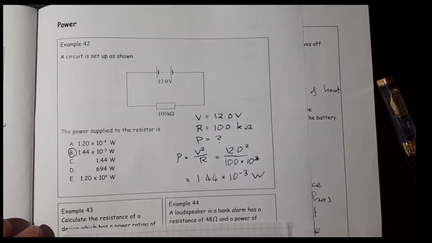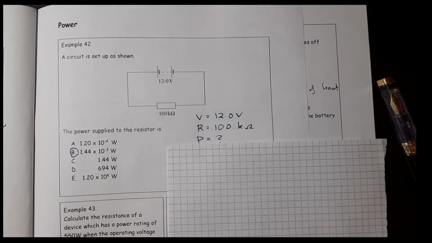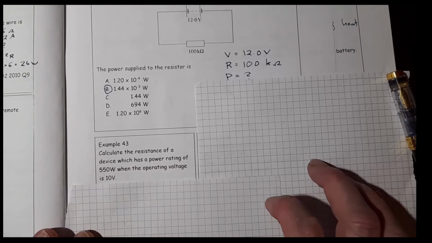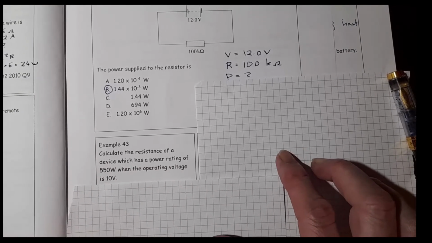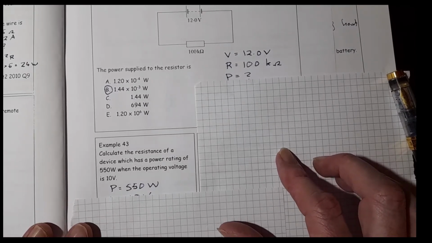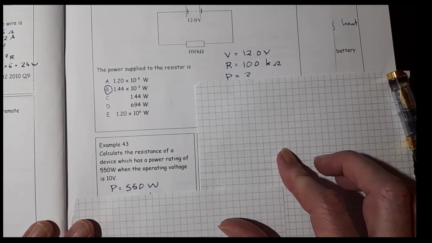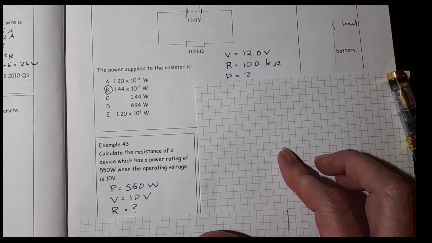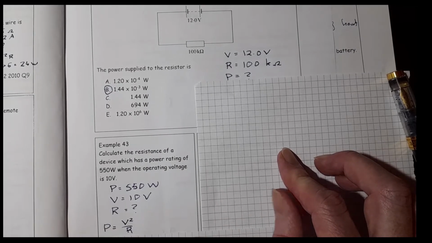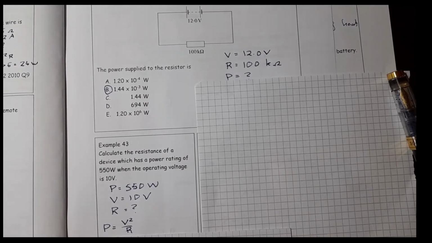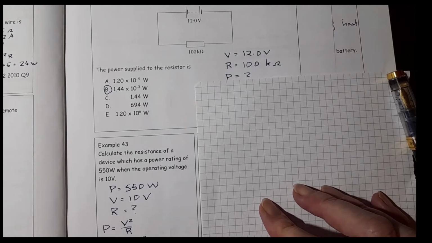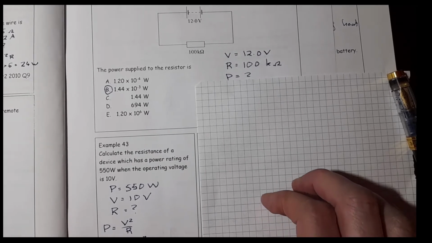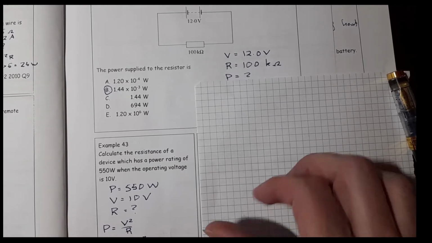Moving on to example 43. Calculate the resistance of a device with a power rating of 550 watts when operating at a voltage of 10 volts. So write down the information we've been given. P equals 550 watts, voltage 10 volts. We're trying to calculate R. Now that means we can use P equals V squared divided by R. So let's substitute in the values we've been given. So P 550 on the left, and then voltage 10 squared divided by an unknown resistance.